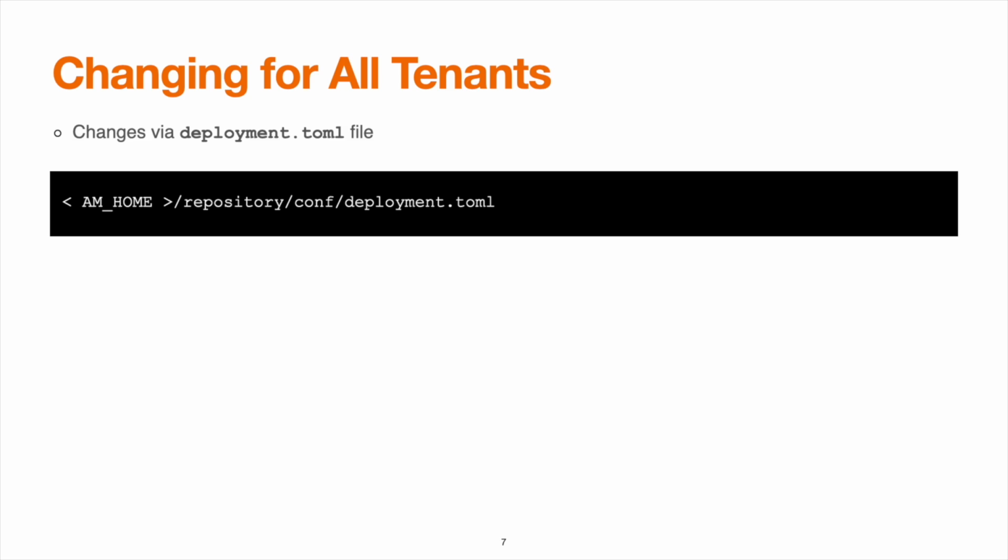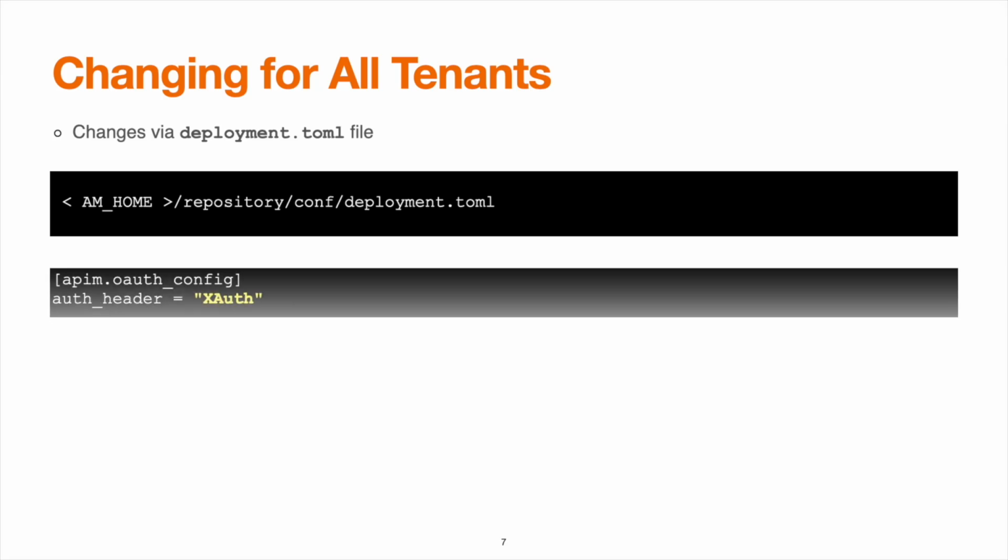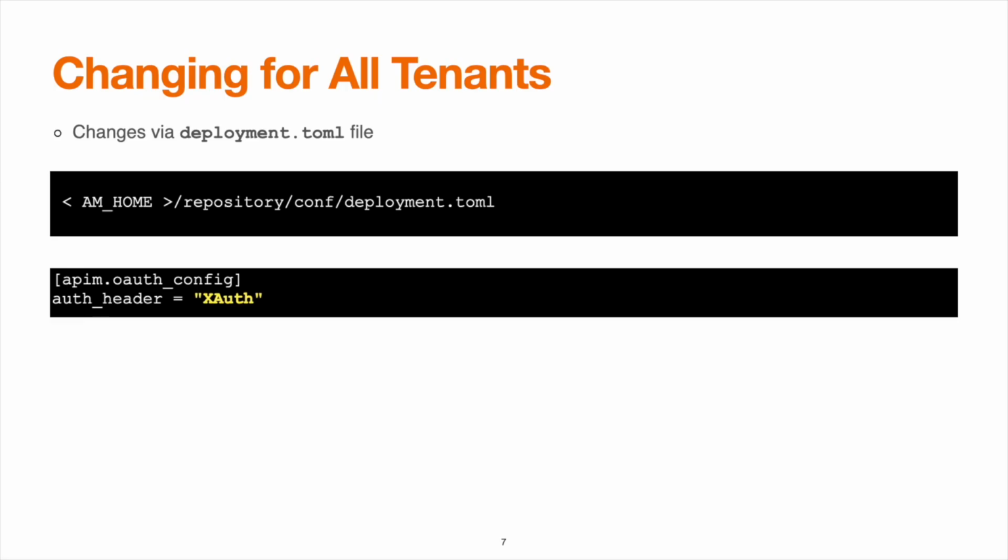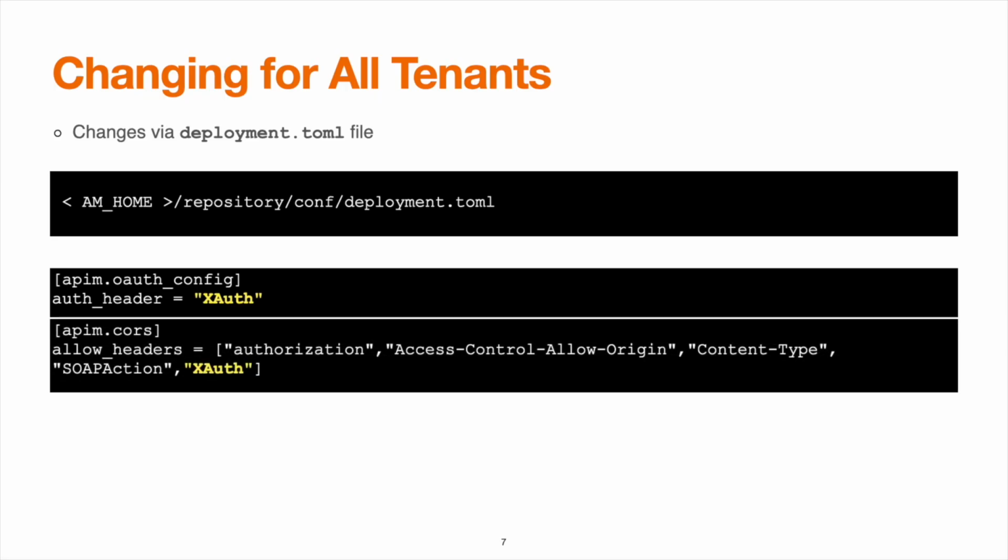We must change a couple of configurations in the deployment.toml file, which can be located at the repository conf directory. So here are the two configurations. First one is apim.oauth, where we have to supply the auth_header_name, and the apim.cors configuration, where we have to mention the particular authorization header value over here as well. And any changes to deployment.toml require a server restart. So go ahead with this.